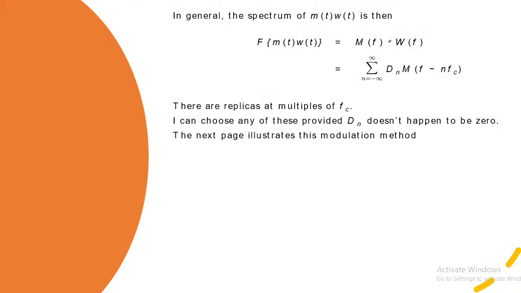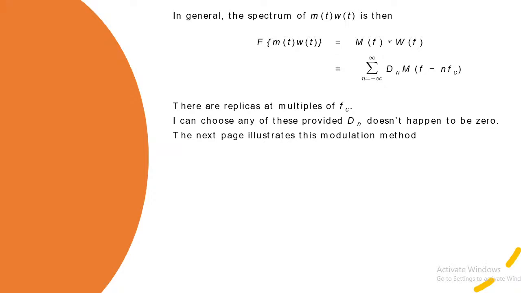Generally, the spectrum of m(t) into w(t) will be the Fourier transform of m(t) w(t). That will be equal to the summation from minus infinity to infinity of dn M(f minus n fc). So this you can do easily if you know Fourier series.